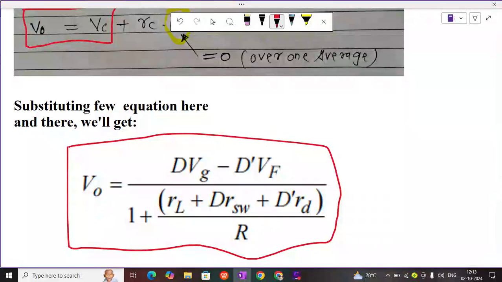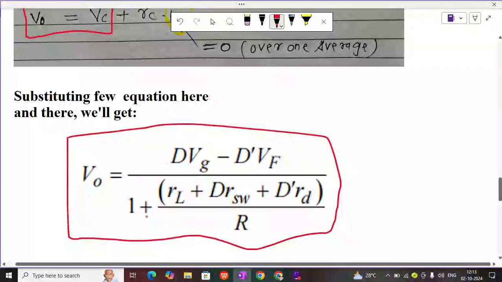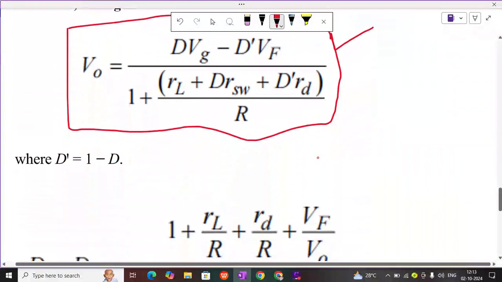So V naught equals D into Vg minus D dash into Vf, whole divided by some denominator. So this is the output voltage expression for me for a buck converter, when considering all the non-idealities, where D dash is my 1 minus D.